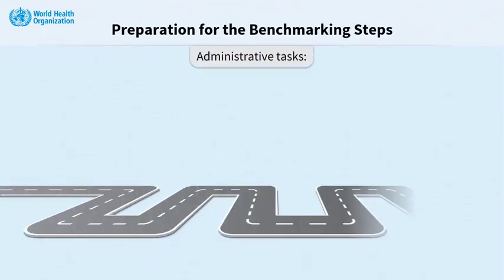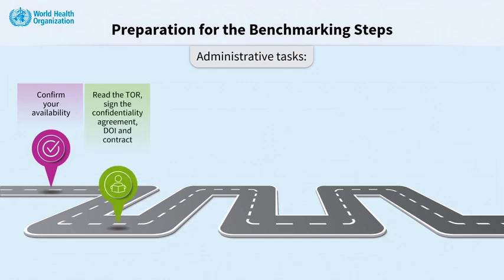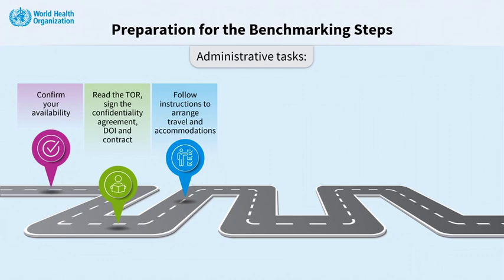Once you have been selected to participate in a benchmarking, you will be requested to accomplish several administrative tasks. First, confirm your availability. Then, carefully read and sign the detailed terms of reference, the confidentiality agreement, the declaration of interest, and the contract. For on-site benchmarking, you will be required to make the necessary arrangements for travel and accommodation, prepare travel documents, including visas, and ensure vaccination requirements are met.